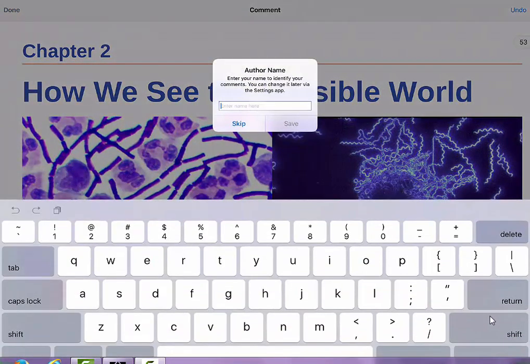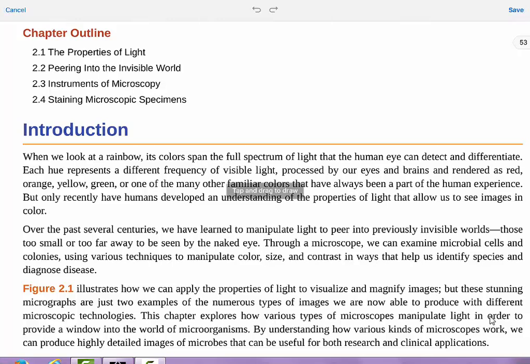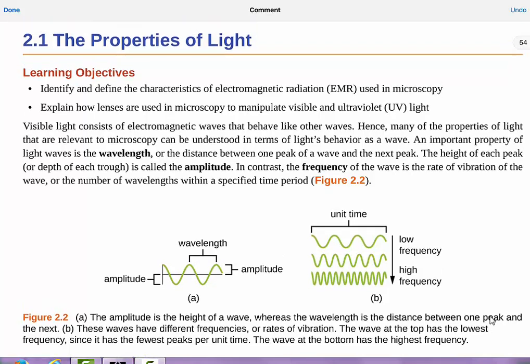So anyway, we're going to move right along here. We'll talk about the properties of light. We'll talk about peering into the invisible world, some of the instruments of microscopy, so a lot of the different types of microscopes, and then we'll talk about staining microscopic specimens. So 2.1 is talking about the properties of light. This is a little bit of detail into some physics of light, and this is to help understand how the different microscopes function. This is the background information to be able to understand the different microscopes completely.